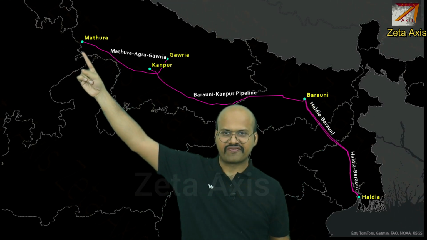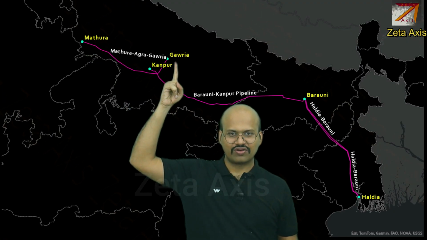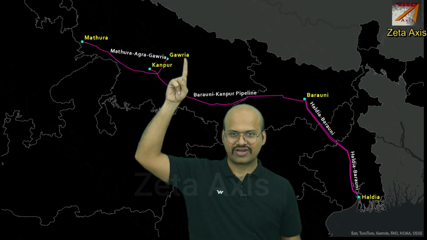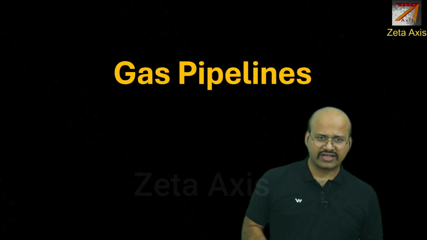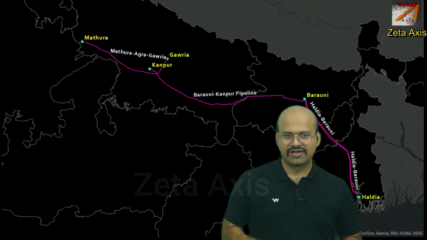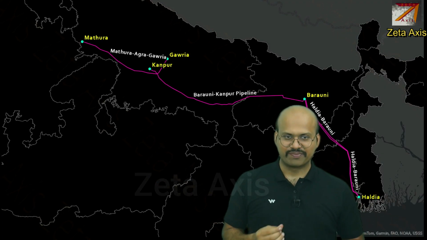And there is another refinery in Mathura which is connected to Lucknow. Gavaria is very close to Lucknow. So it passes through Agra and then Gavaria. There are also other important oil pipelines in India, but I have covered only the ones which I felt were important. There could be others which you would feel are important, so you can read about them from some other source.